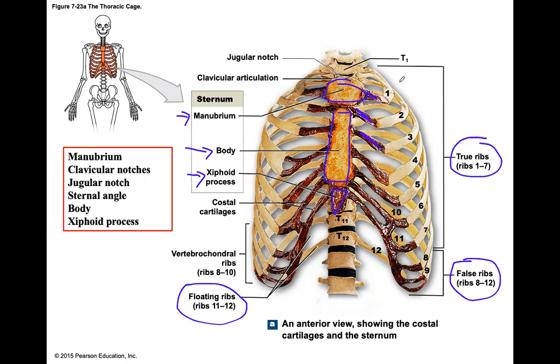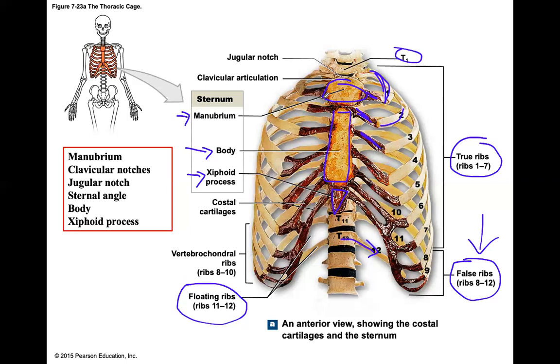So T1 vertebrae is linked with the first rib. T2, second rib. T12, 12th rib. Okay, so true ribs 1 through 7 have their own cartilage that attaches to the sternum, and false ribs have shared cartilage with the sternum. Floating ribs 11 and 12, they don't have any cartilage at all.